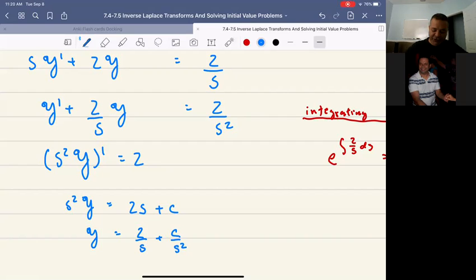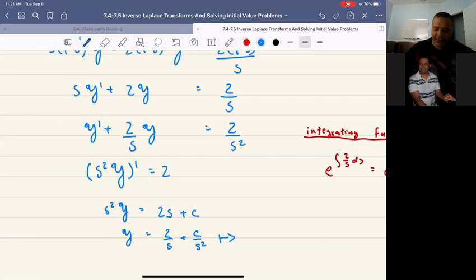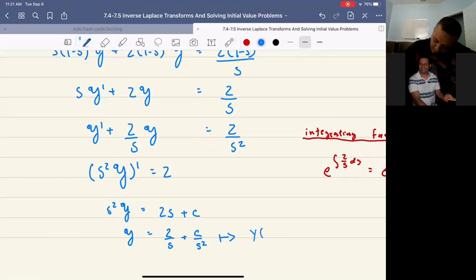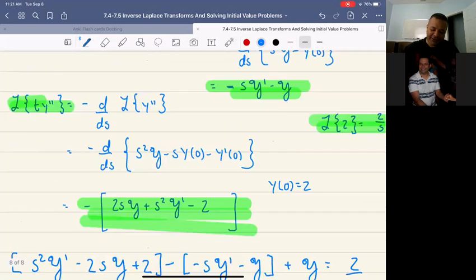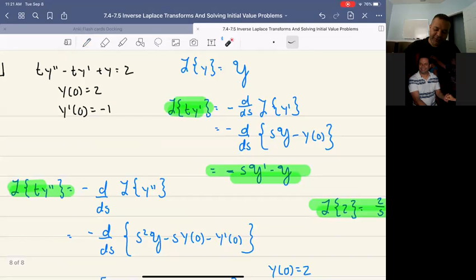How about the actual one? Well, that means y of t equals 2 plus ct. Oh, the c. Where am I getting the c from? Well, what haven't we used yet? We have not used the fact that y prime of 0 is negative 1.